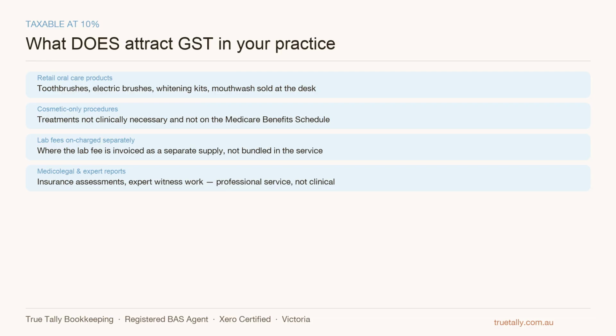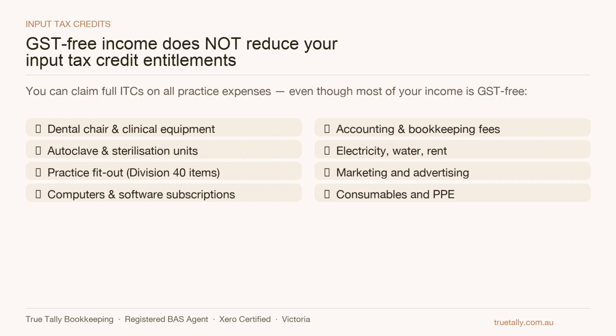However, not everything a dental practice does is GST-free. The items that attract GST at 10% include the sale of oral care products at the desk, like toothbrushes, electric brushes, whitening kits, and prescription mouthwash if sold retail. Cosmetic procedures that are not clinically necessary and are excluded from the Medicare Benefits Schedule. Laboratory fees that are on-charged to patients as a separate supply rather than part of a bundled service, and medicolegal reports, insurance assessments, or expert witness work, which are professional services rather than clinical dental treatment and are taxable.